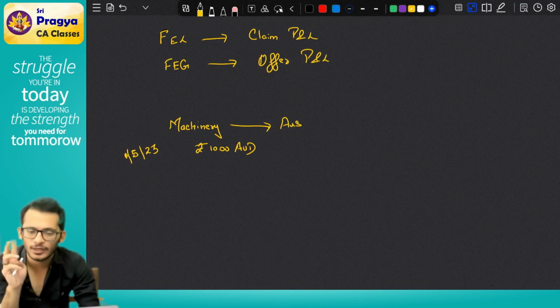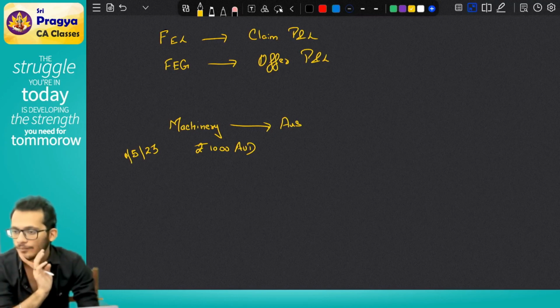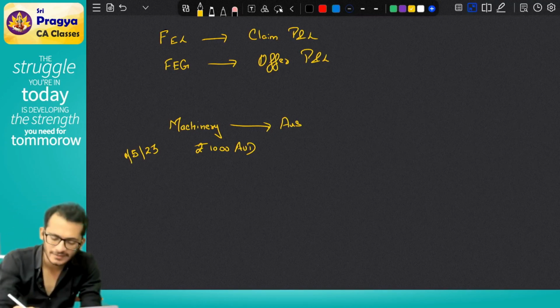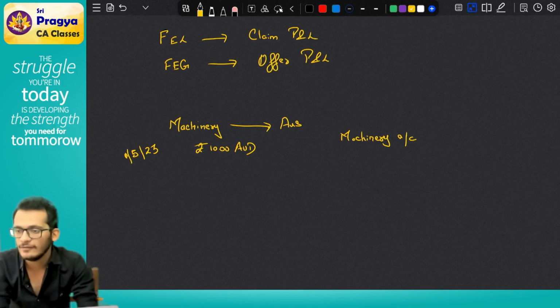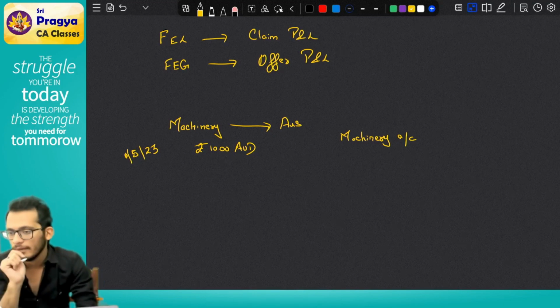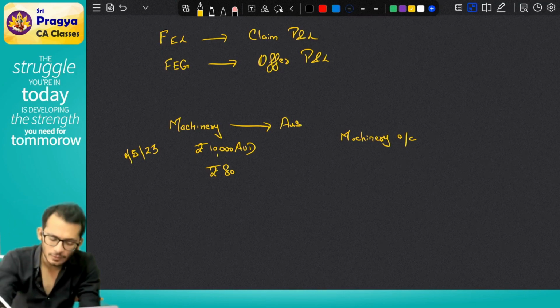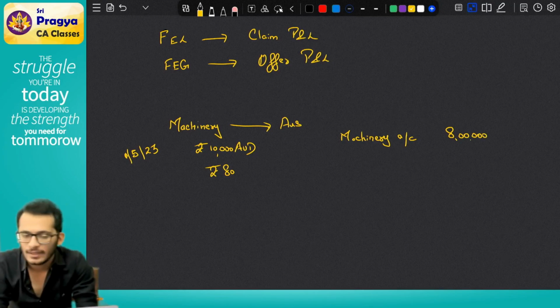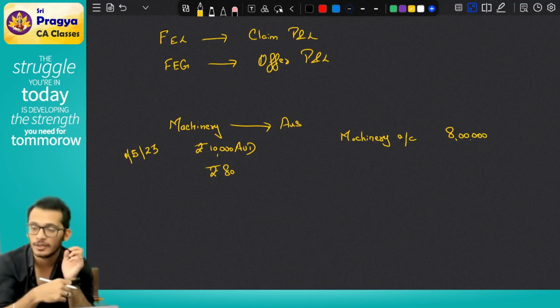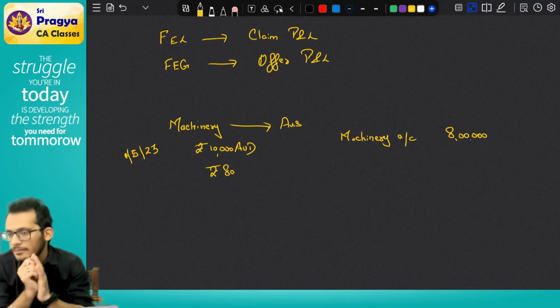If I put it to use, would I have to capitalize it in my books? Yes, I have to capitalize it. So I pass an entry to machinery account. On the day I pass the entry, I will use the foreign exchange rate as per that date. Assuming on that date it was 80 rupees, which means in my books I will pass an entry for 8 lakhs. Now if I had made the payment of 8 lakhs on that day, there was no problem, because I know what I had to pay and I paid the full money.